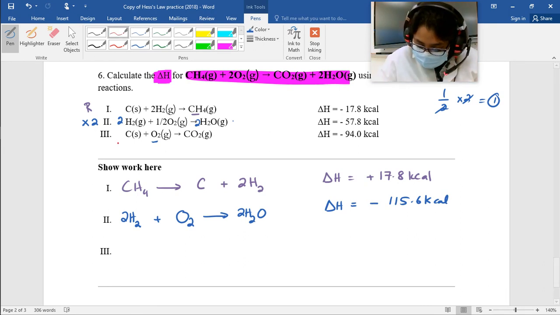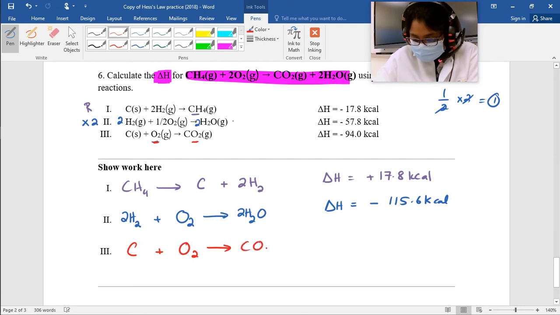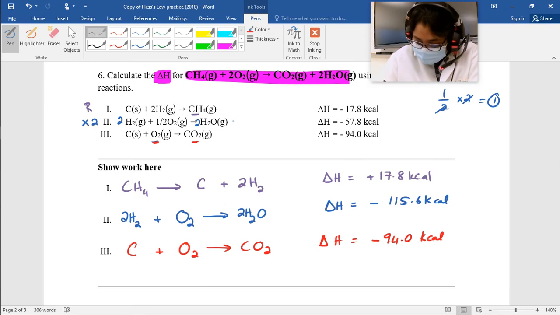Then let's look at the third equation. Does it have anything I want? It has O2, so there's another opportunity to resolve that, and it has CO2. The CO2 is the correct number of things, and even if the O2 is not the correct number of things, that's okay, because O2 in the previous equation will probably help resolve that. Is the CO2 on the correct side? Yes, it is, so I don't have to do anything here. All I have to do is write this in. The delta H is going to be negative 94 kilocalories.